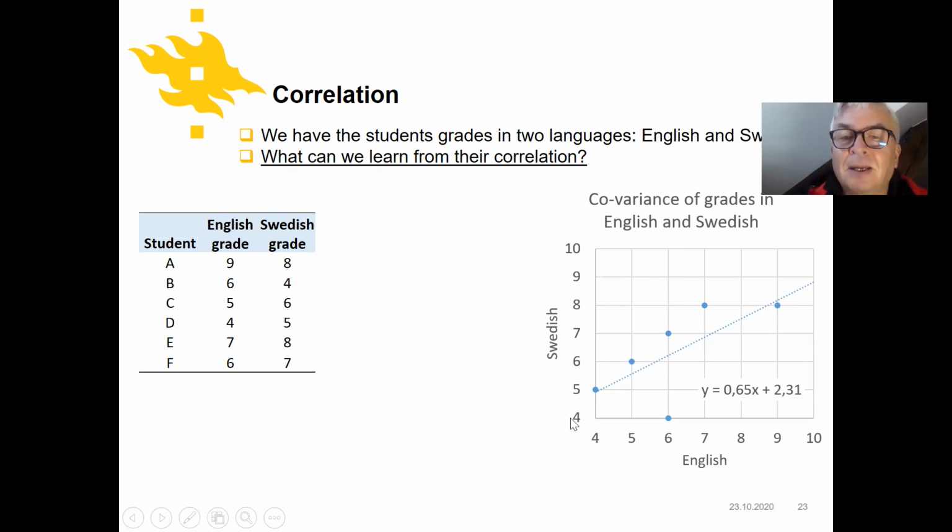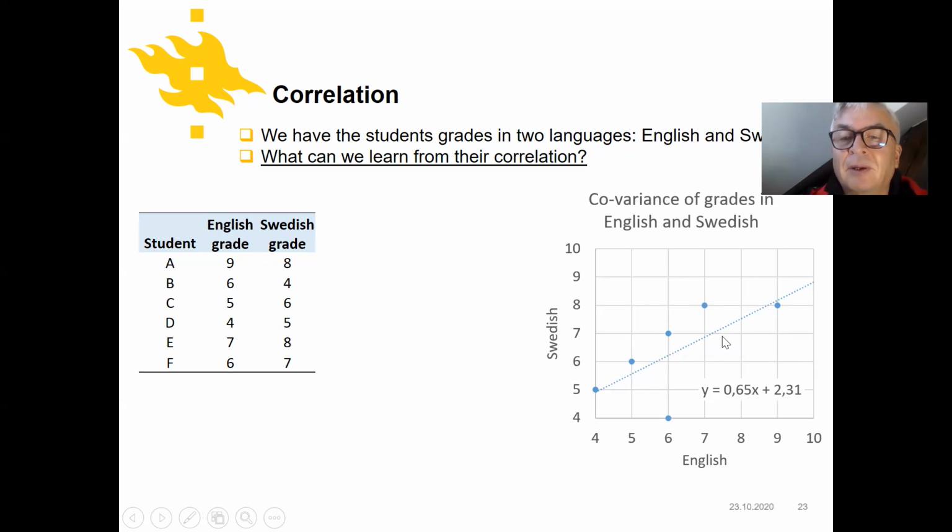And then you can see here I have put the whole scale from 4 to 10, and you can see each and every individual getting English 4 and Swedish 5 and so on. That would be English 4, Swedish 5, case D, and you can follow each and every one here.